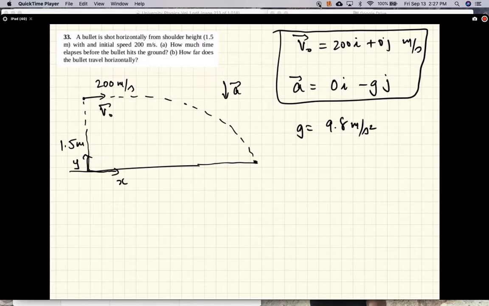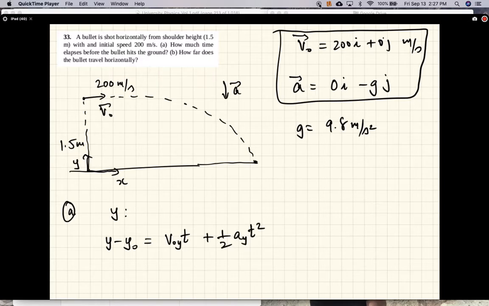Alright, so in this problem, the time of flight, how long it's in the air, is gotten by looking at the y direction of the motion. So let's look at the y component of the motion. And here's one of the equations you've seen in the lectures: y minus y naught is v naught y t plus 1/2 a y t squared.